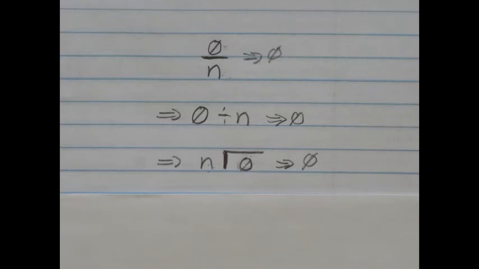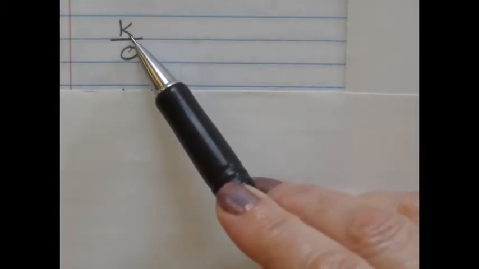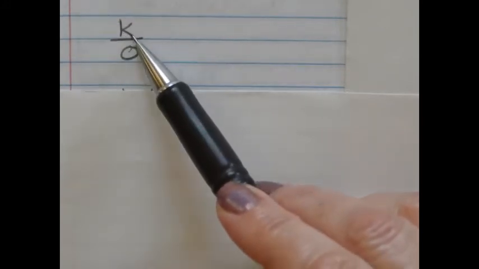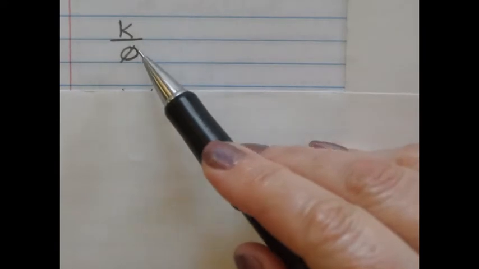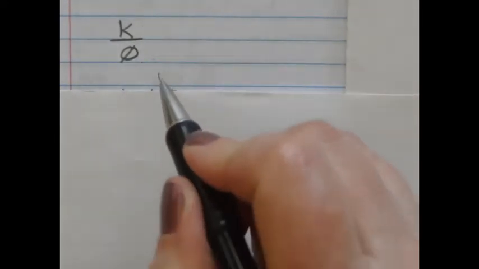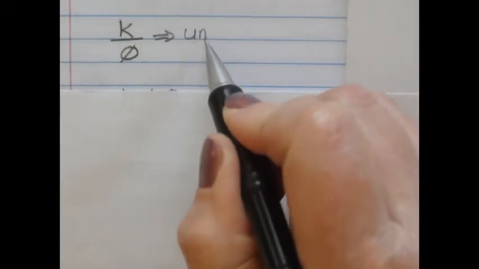Now this is nice if 0 is on top, but the question then remains, what happens when 0 is in your denominator? Let's go back to using the variable k, and k can represent any number that we want. If we have k in the numerator and we have 0 in the denominator, notice that this spells KO, like a knockout. When that happens, when 0 is in your denominator, your answer is going to be undefined.